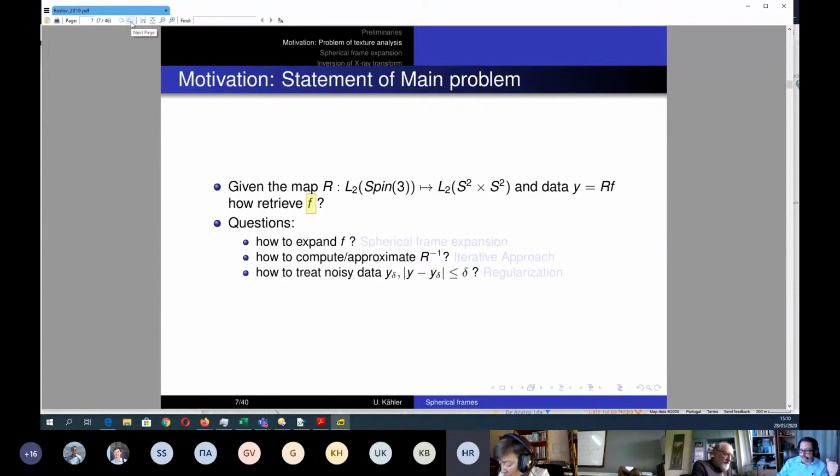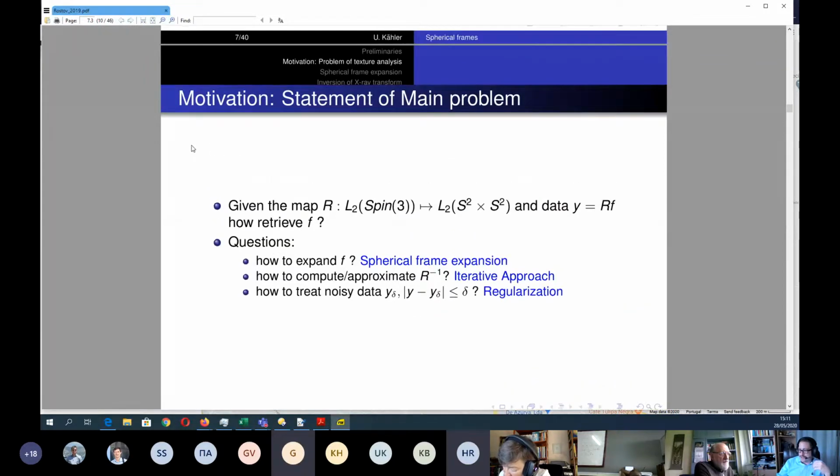Here we will follow an interesting approach. First, we will use a spherical frame expansion, not a basis expansion like one would assume. For the approximation of the inverse, we'll use an iterative approach, as is usual in inverse problems, but of course it should be connected to our spherical frame expansion. So we are interested in an iterative approach which goes along with our spherical frame expansion, in particular which allows us to take advantage of certain properties of the frame expansion, for example sparsity: if you know a priori that only a couple of these coefficients are non-zero, you preserve that in the algorithm. And then, of course, there's the question of how we treat noisy data, and that will be done by regularization.